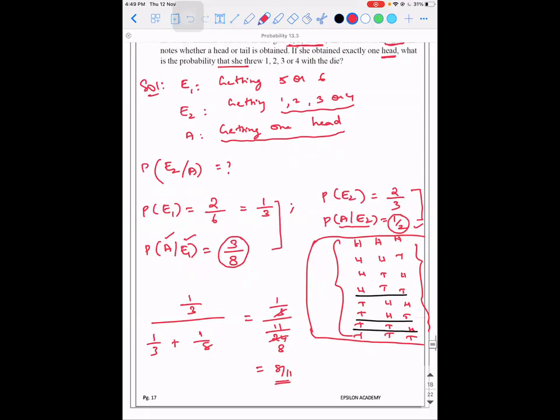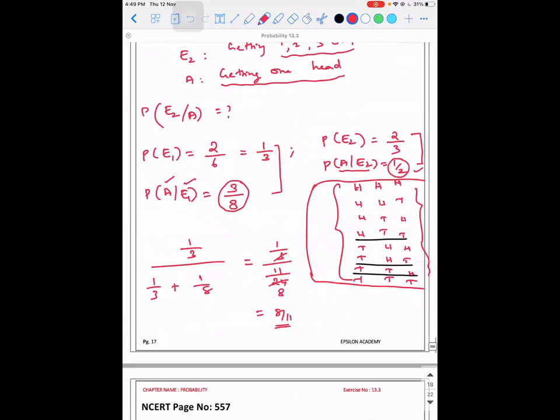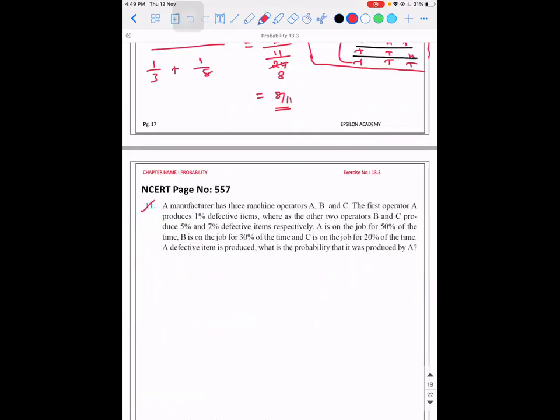This is the 10th one. Look at the 11th one. A manufacturer has 3 machine operators A, B, and C. The first operator A produces 1% defective items, whereas the other 2 operators B and C produce 5% and 7% defective items respectively. A is on the job for 50% of the time, B is on the job for 30% of the time, and C is on the job for 20% of the time. See, this A is defective. This A is something else. Okay, it's not machine A. A defective item is produced. What is the probability that it is produced by machine A? This is the machine number.